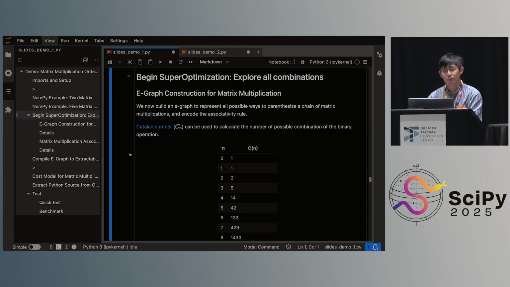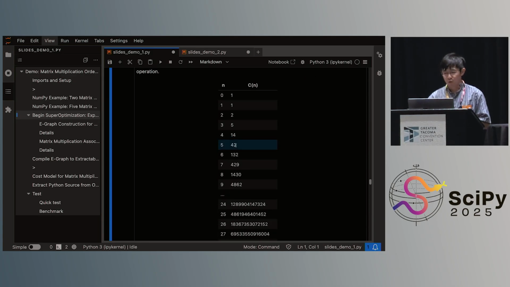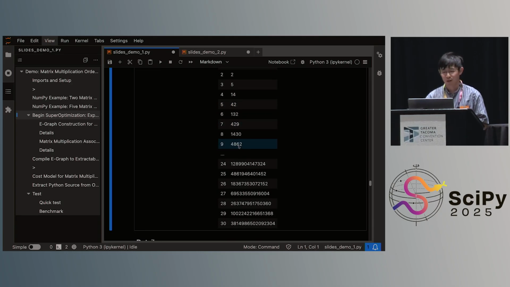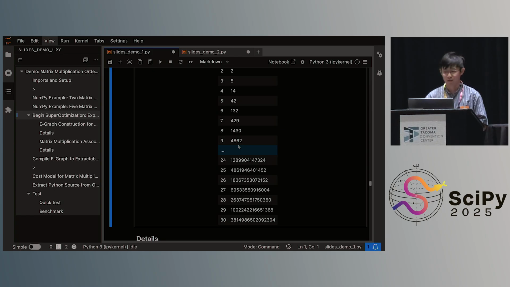So this is where superoptimization comes in. We want to explore all the combinations. For binary operations, you can calculate the number of combinations using the Catalan number, and I've printed out a table for it. For 5 binary operations, there are 42 combinations. And you can see how this number grows really quickly. You do not want to do it by hand.